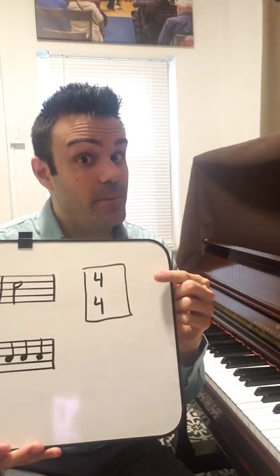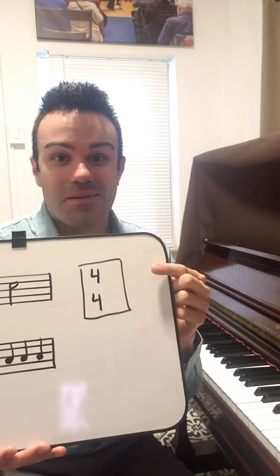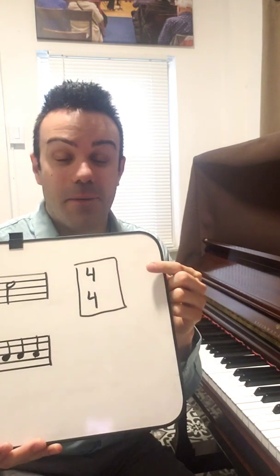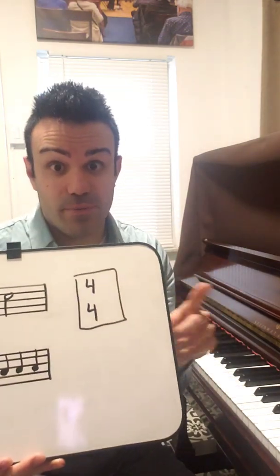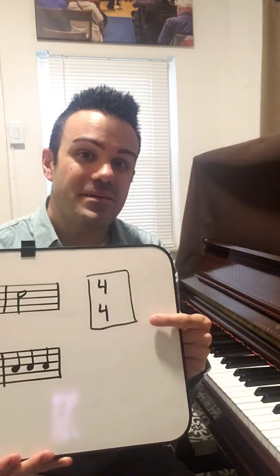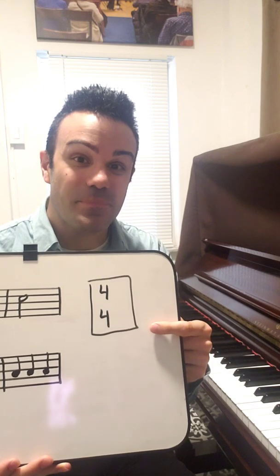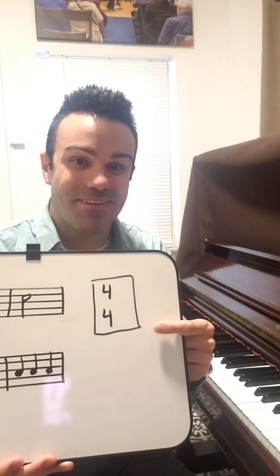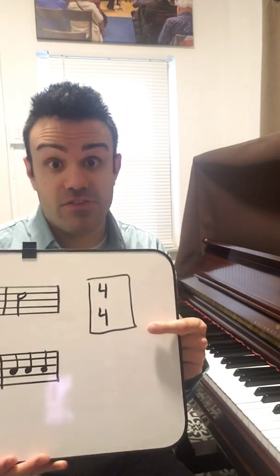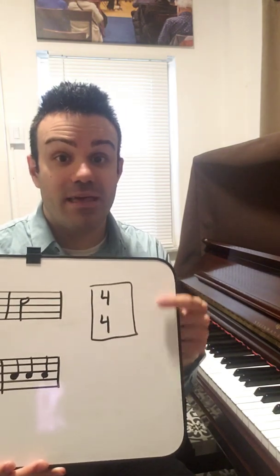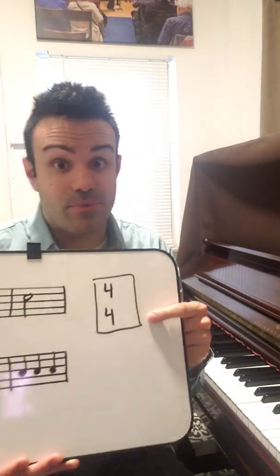What is this top number? How many beats per measure, right? In that case, 4 beats per measure. And what is the bottom number? It tells us what note gets the beat. Yeah, and if it's a 4, it stands for a quarter note. So how many beats per measure and what note gets the beat? 4 beats per measure, a quarter note gets the beat in this example.